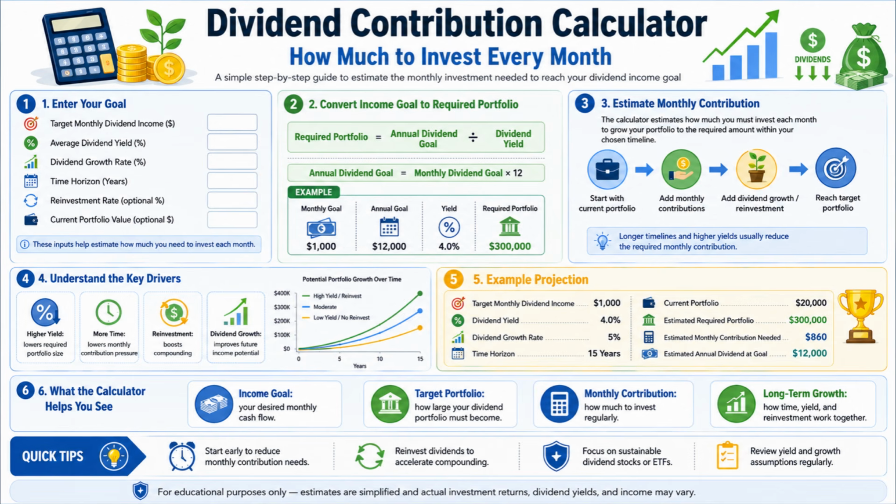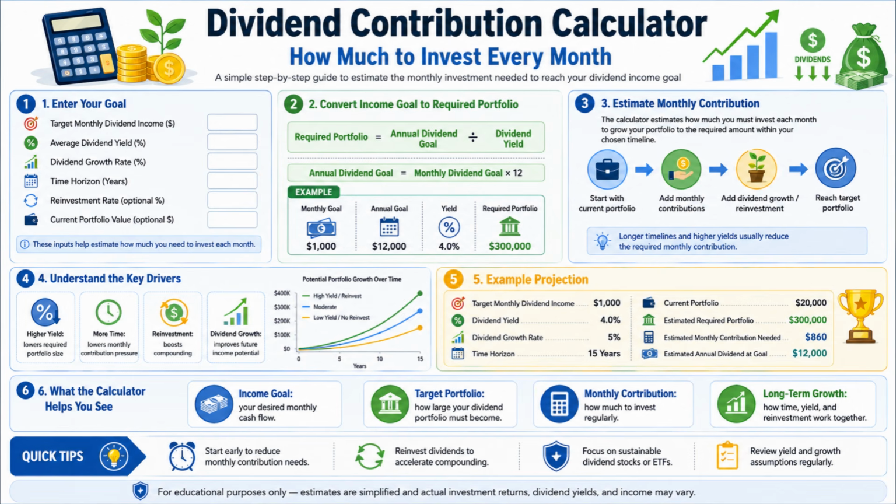A higher dividend yield generally reduces the portfolio size required to meet the same income goal. On the other hand, more time usually lowers the monthly contribution burden, because the portfolio has longer to grow. Likewise, reinvestment can boost compounding, while dividend growth can improve future income potential.